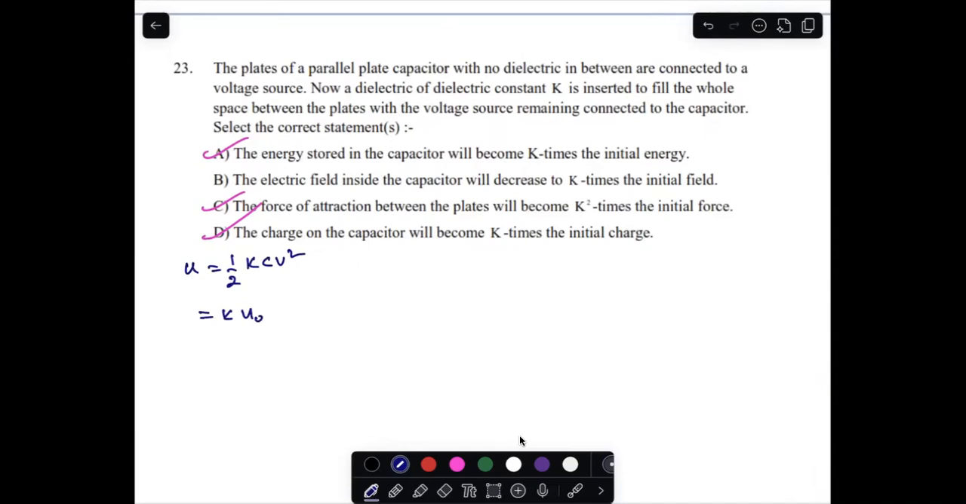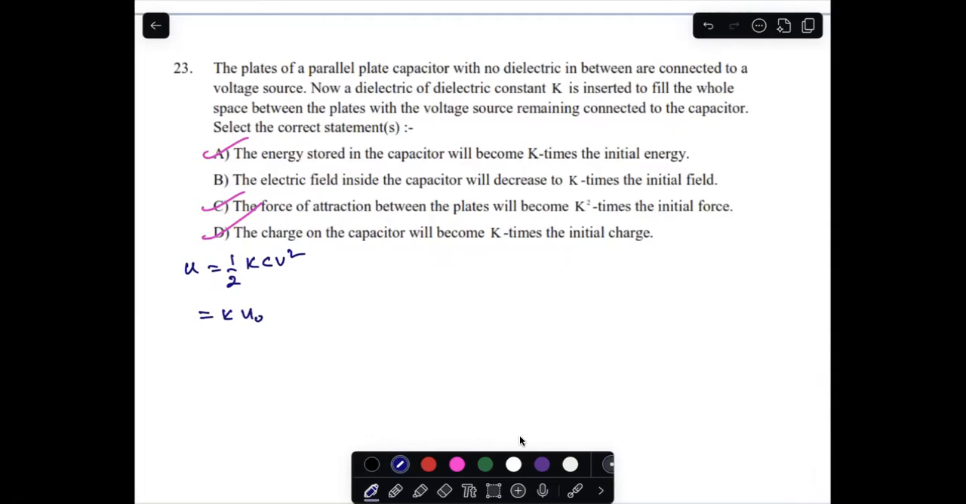The electric field inside the capacitor will decrease to K times the initial field. Wrong, because you have the same potential difference across the plates even now. Same potential difference by distance between the plates is still the same. So therefore electric field is the same again.